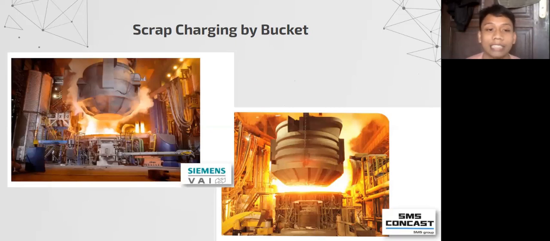As we can see, this is the example of charging process. The big bucket in the top is the bucket that used to charge, and the below part is the electrical arc furnace. We can see that the opening in the bucket is already open, so it will charge the material into the electrical arc furnace.